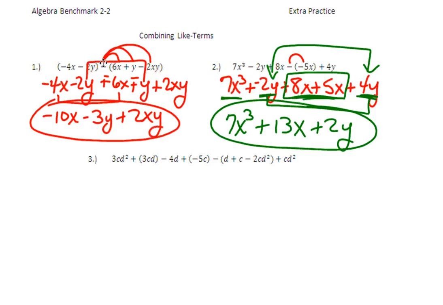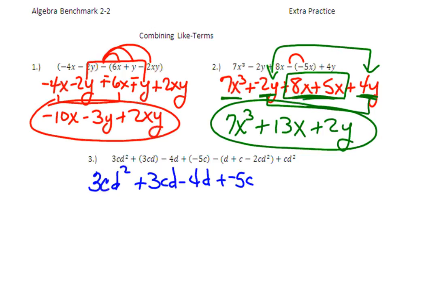And then this looks like a pretty complicated one. It's a pretty long one. I'm just going to start left to right, I guess. I'll just start recopying where I need to. I have 3 CD squares and just a 3 CD. Now those are different. I cannot combine those together because these are D squares involved in there, and this one's not. Minus 4D, negative 5C.